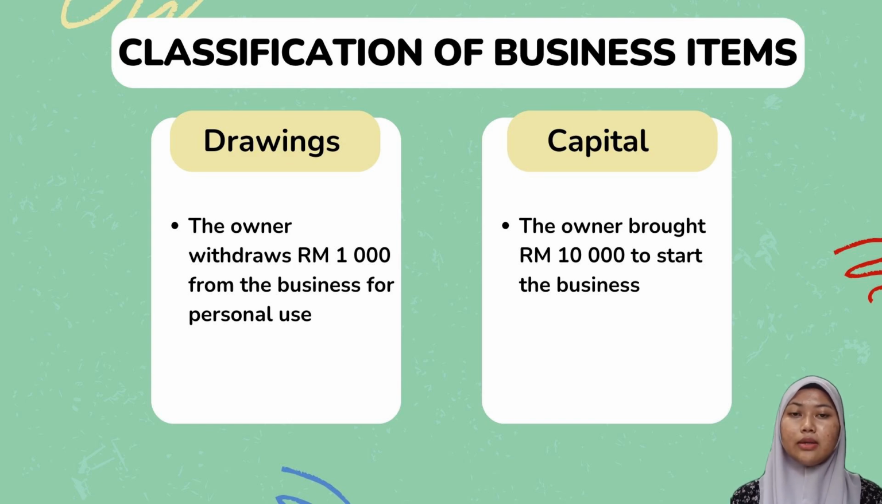Number 4 is capital. Capital can be defined as the owner's investment or the net worth of a business. It represents the total equity of ownership interest in the business. Capital can be contributed by the owner as an initial investment or generated through retained earnings. For example, the owner brought RM10,000 to start the business.